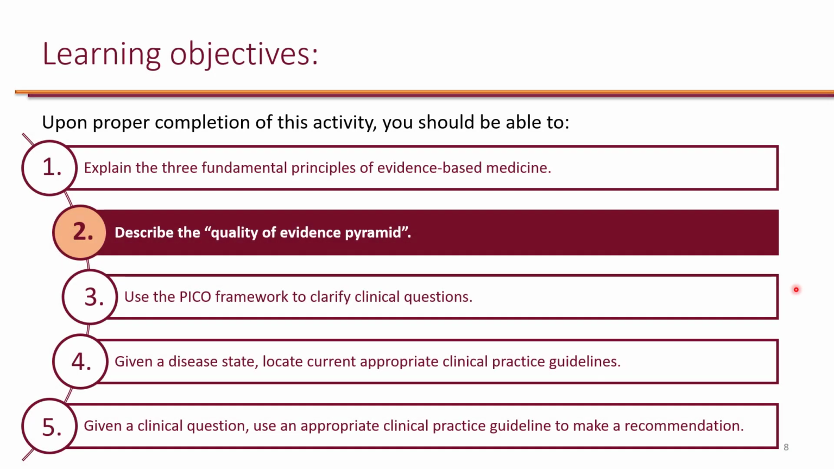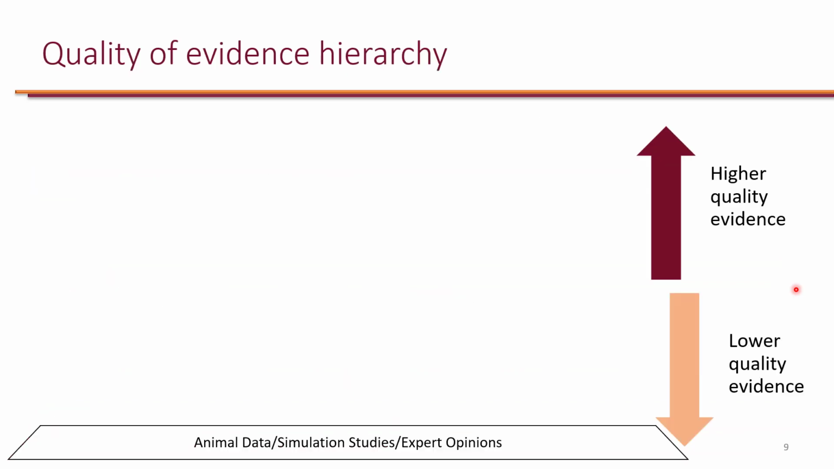We looked at the three fundamental principles of evidence-based medicine. Now, let's describe the quality of evidence pyramid. People have cognitive biases, and they tend to select evidence that favors their particular views, which is not good. Philosophers have found that the pursuit of truth is best accomplished by examining the totality of evidence rather than selecting evidence that favors a particular view. This position is the core principle of EBM.